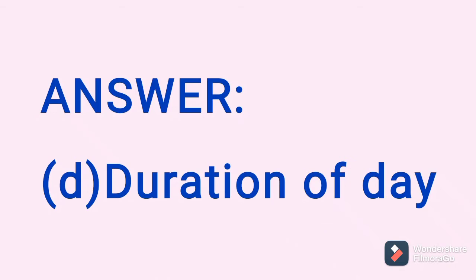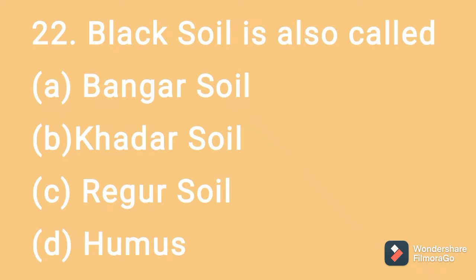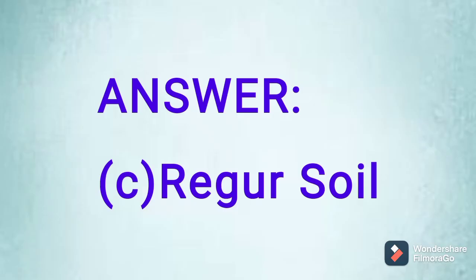And the answer is option D, duration of day. 22nd question. Black soil is also called A, Bangar soil, B, Khadar soil, C, Regar soil, option D, humus. And the answer is option C, Regar soil.